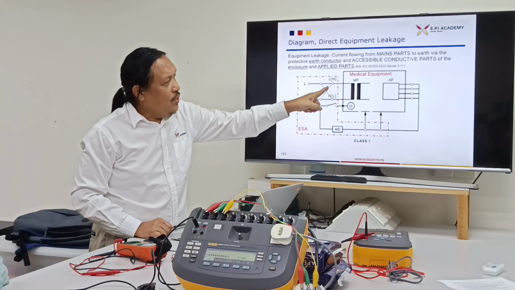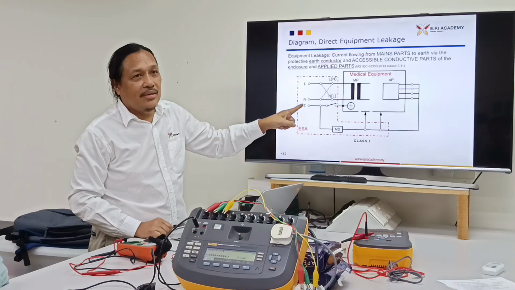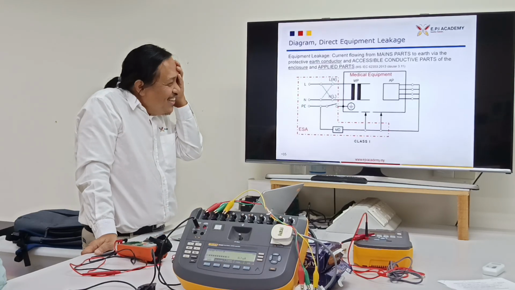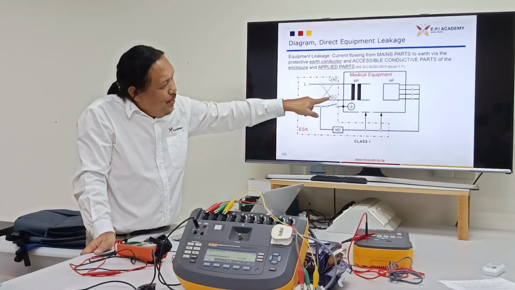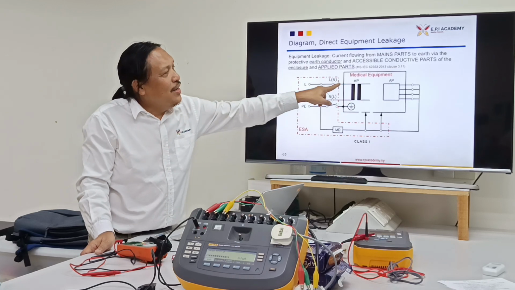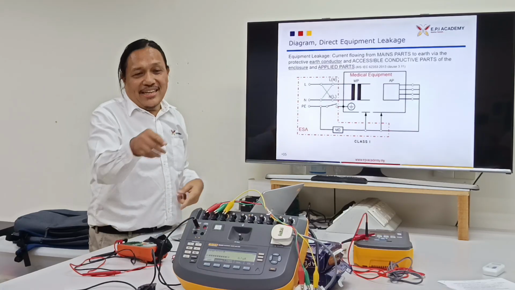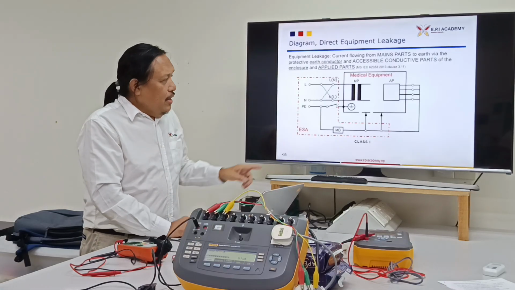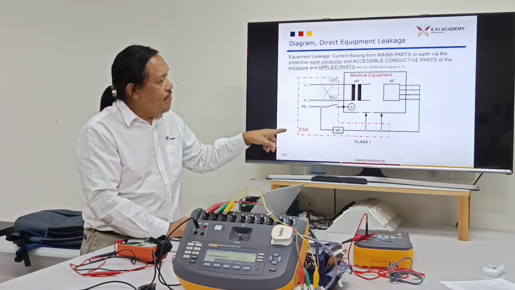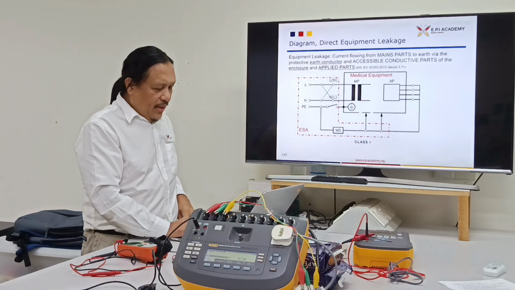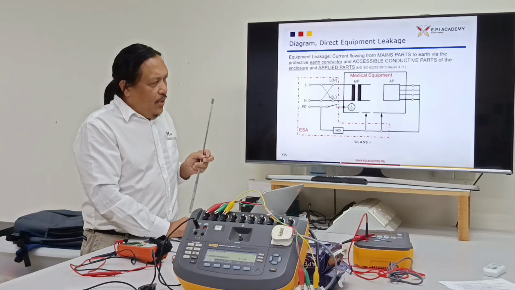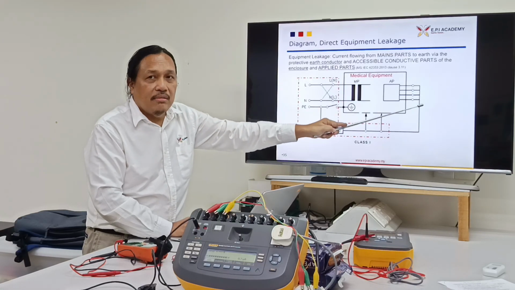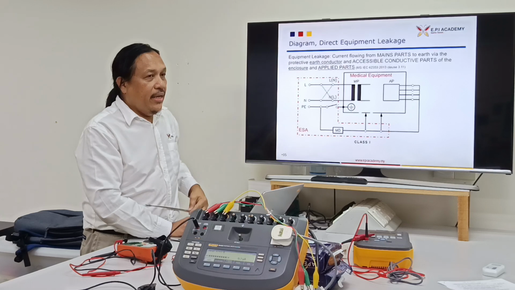What does this switch do? To reverse polarity. Anyway, because light will go to neutral. So these are all inside this analyzer itself. So here you are measuring direct method. I mentioned a while ago patient leakage. Patient leakage is the applied part, right? Earth leakage.